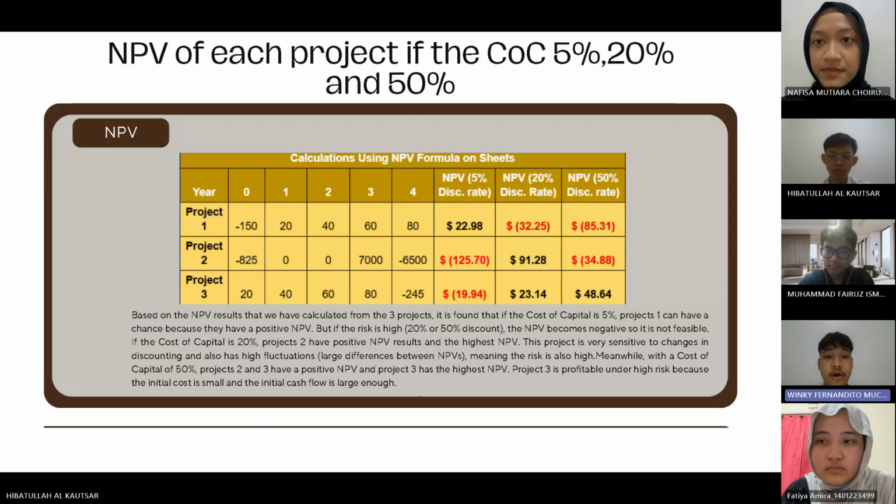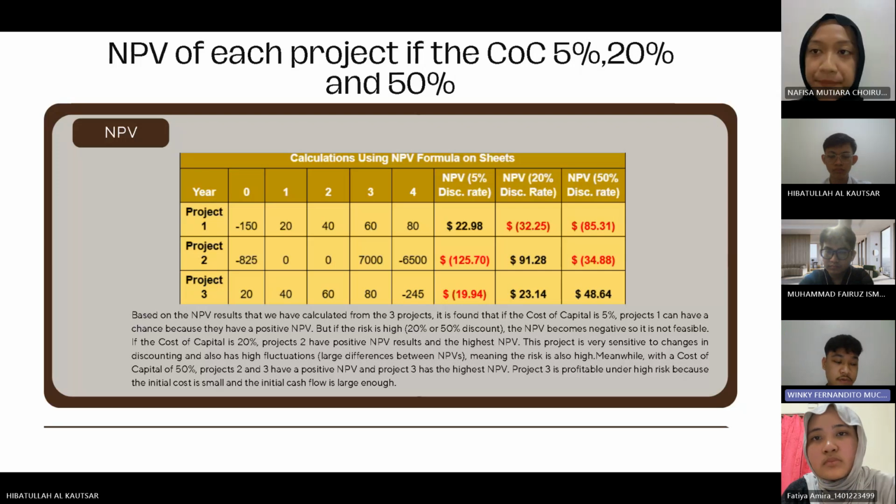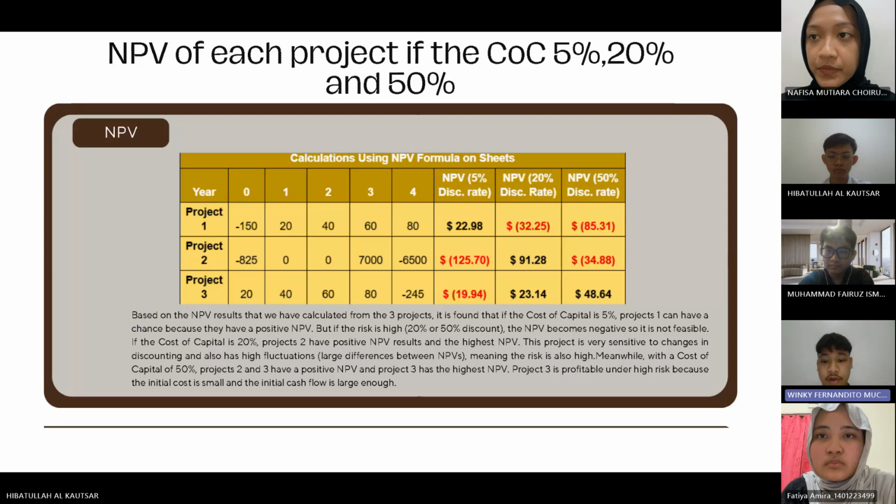We move to the NPV of each project if the cost of capital is 5%, 20%, and 50%. After we calculate the NPV, it's found that if the cost of capital is 5%, project 1 can be chosen because it has a positive NPV result. But if the risk is high, at 20% or 50% discount, the NPV becomes negative, so it's not feasible.